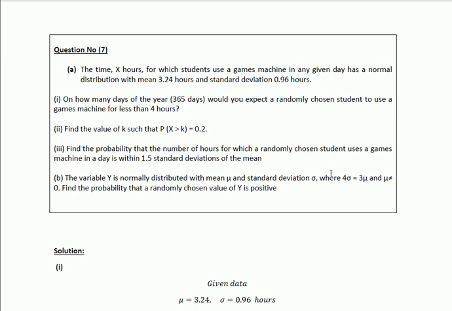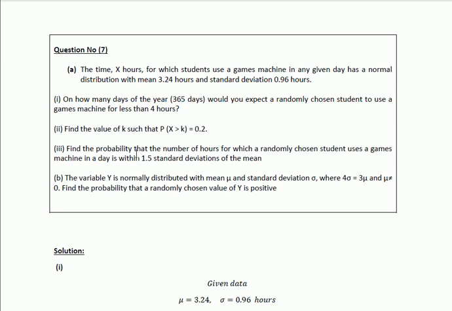The time x hours for which students use a games machine in any given day has a normal distribution with mean 3.24 hours and standard deviation 0.96 hours. Part A: on how many days of the year (365) would you expect a randomly chosen student to use a game machine for less than 4 hours?